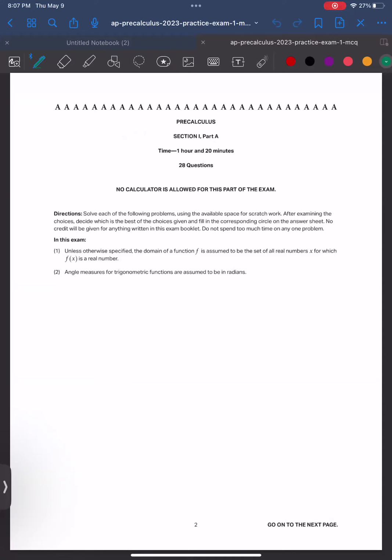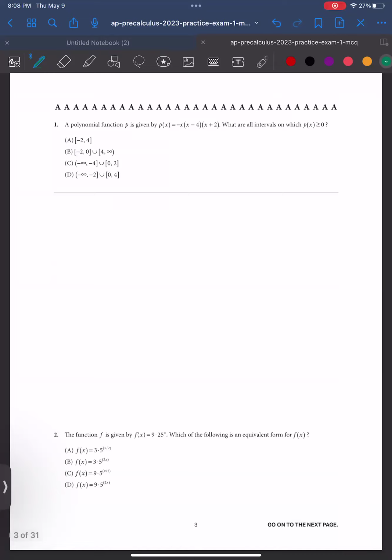Okay. Section 1, Part A. No calculator is allowed for this part of the exam. Solve each of the following problems using the available space. In this exam, unless otherwise specified, the domain is assumed to be the set of all real numbers, and angle measures are assumed to be in radians. So remember, that's why our calculator needs to be set to radians. So Frank, however you do that on your TI-89, make sure it looks like that. Okay? I shall try. So, first question.